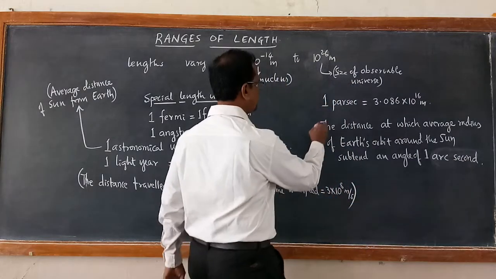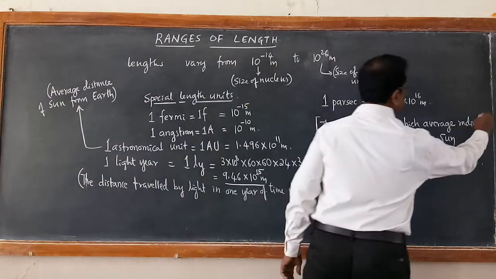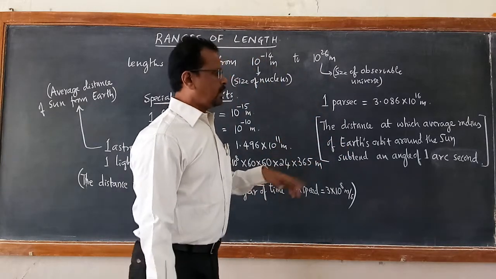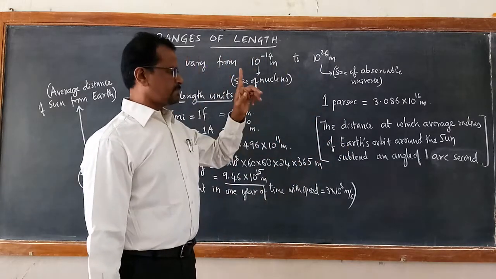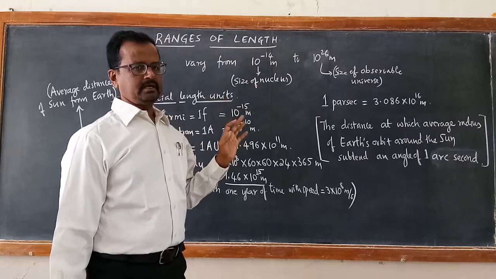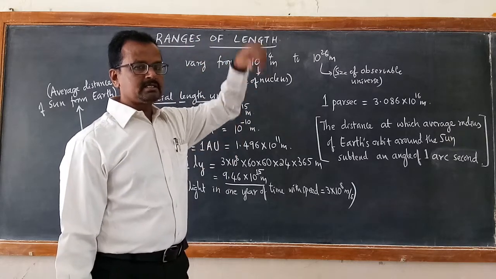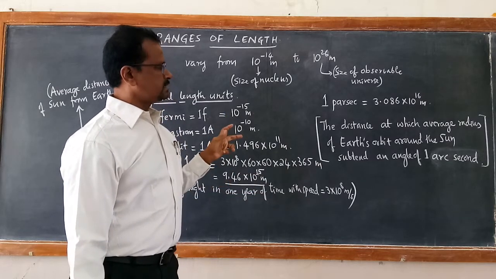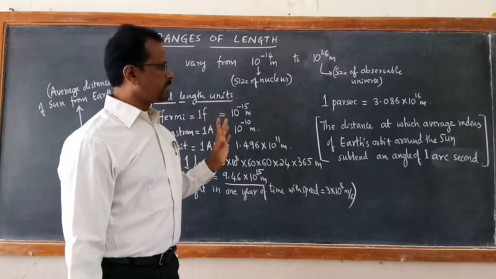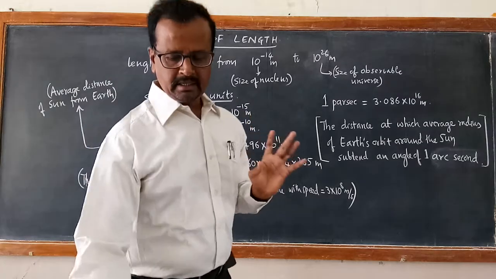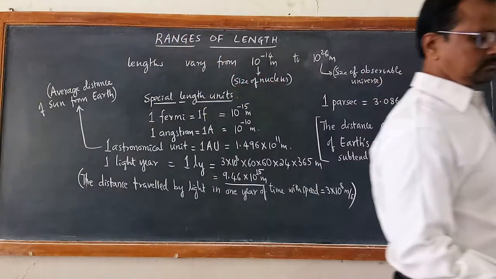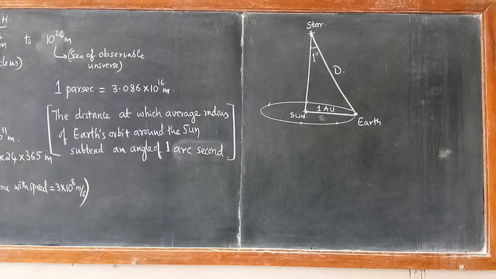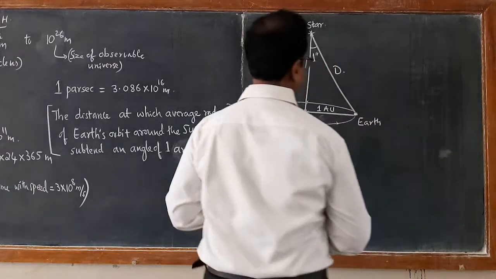So this is the meaning of 1 parsec. The distance at which the average radius of Earth's orbit around the sun would subtend an angle of 1 arc second at that particular position. That distance is called as 1 parsec. How is this 1 parsec? Let us find out by drawing one simple diagram. Okay, you see what is the meaning of 1 parsec?